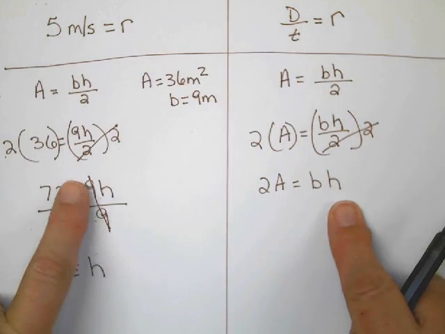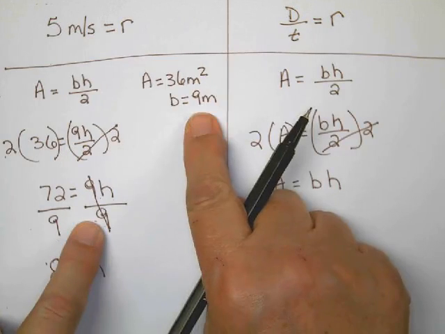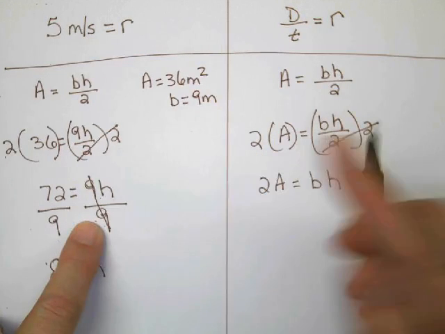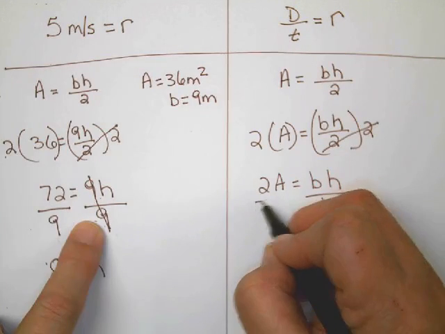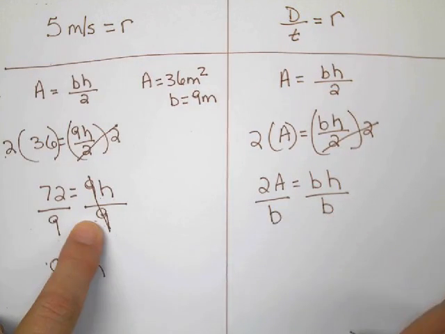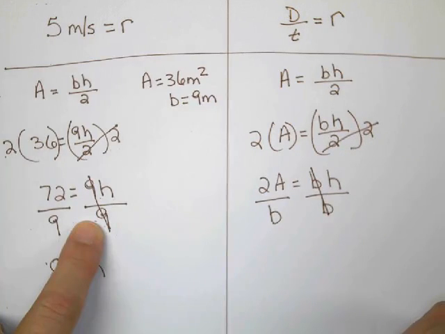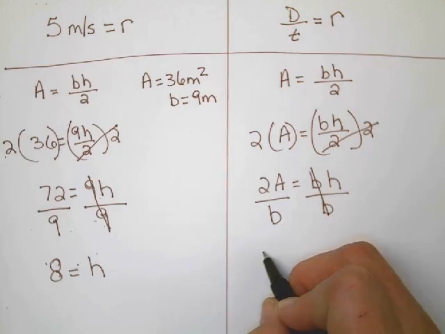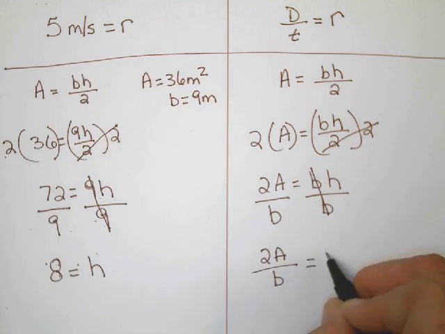But let's do that same step over here. Well, we really divided by our base because we said the base equals 9. So I divide by base there. Then I have to do the same on the other side because of that equality thing. And then if I divide b by b, that gives me 1. So I end up with 2 times the area divided by the base equals the height.